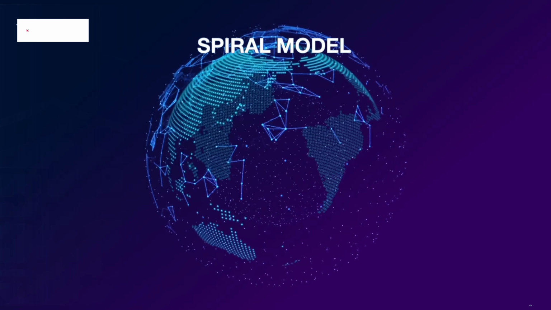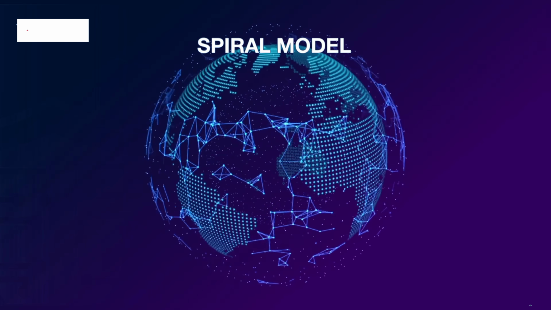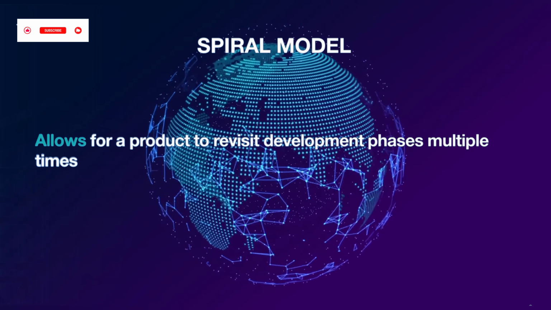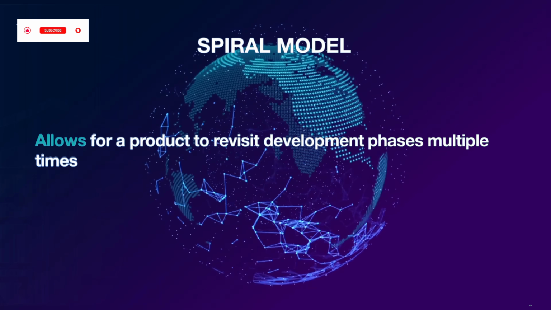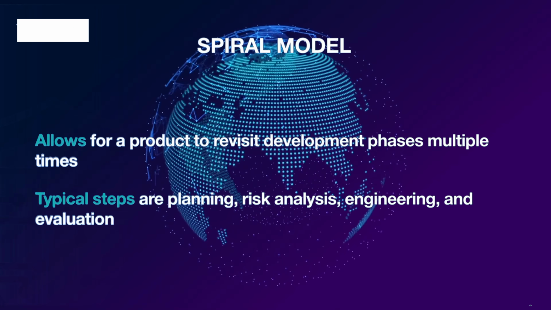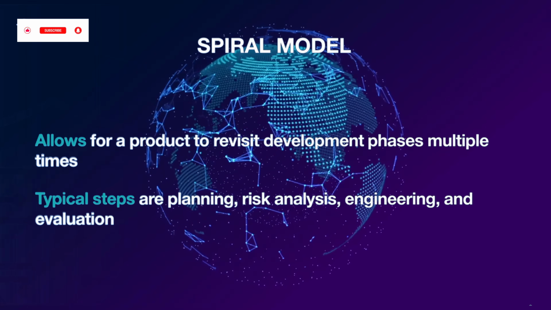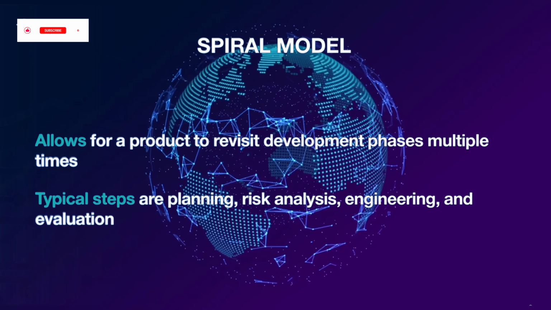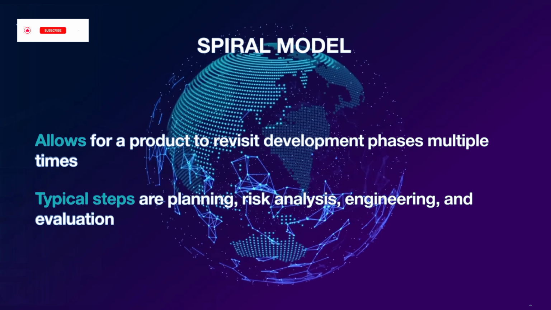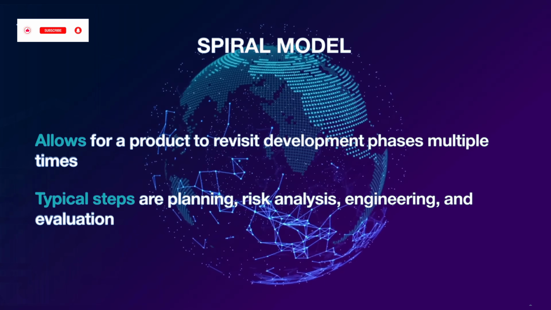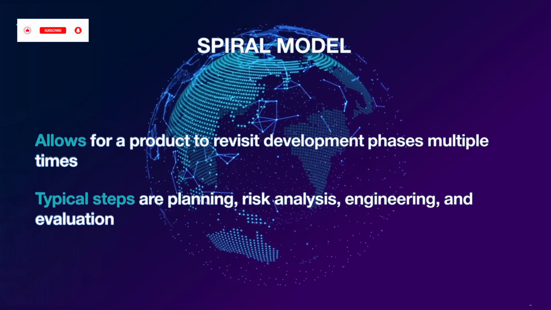The next model we have is the spiral model. Now the spiral model is a little bit different approach. This allows for the product to revisit development phases multiple times. So the typical steps here are that we are going to perform planning, risk analysis, engineering, and evaluation. And keep in mind that risk analysis here is not the same as risk assessment or risk analysis for security. This is all about software development. So we are actually inserting ourselves into this model versus this model working for us.